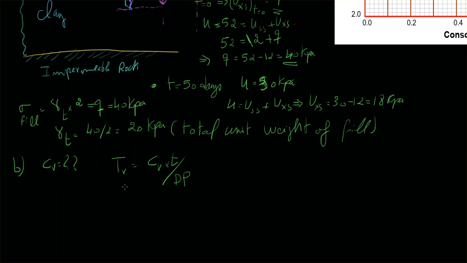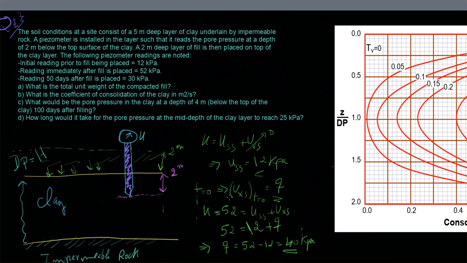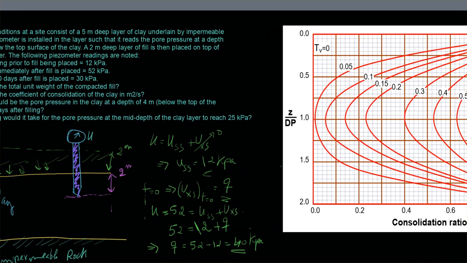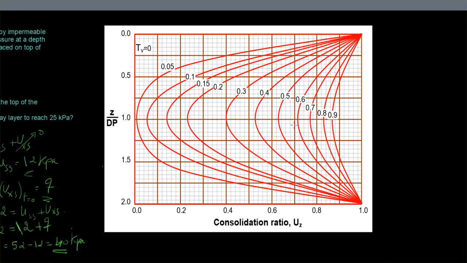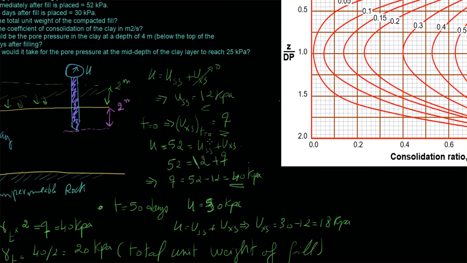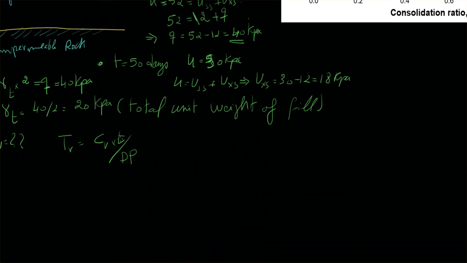So can I work out T_v from this data? Yes, I can. Because from this I could work out the rate of consolidation U, and from the rate of consolidation and z over d_p, I can go up to my isochrone graph right here and find T_v. Okay, so let's do that step by step. So I got at time equal to 50 days, we have found that U_xs at that time equal to 18 kPa.